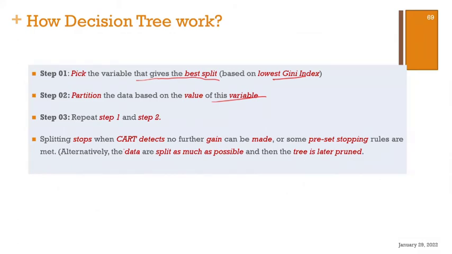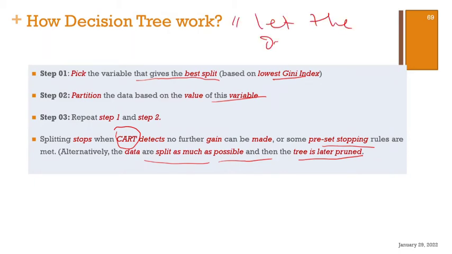Now, splitting stops when CART, the name of the popular algorithm for decision trees, detects that no further gain can be made, or some preset stopping rules are met. There are several other algorithms. Alternatively, the data are split as much as possible, and then the tree is later pruned. Sometimes you might need to keep going with the data. It really depends on the data set. Always remember my saying, let the data speak.